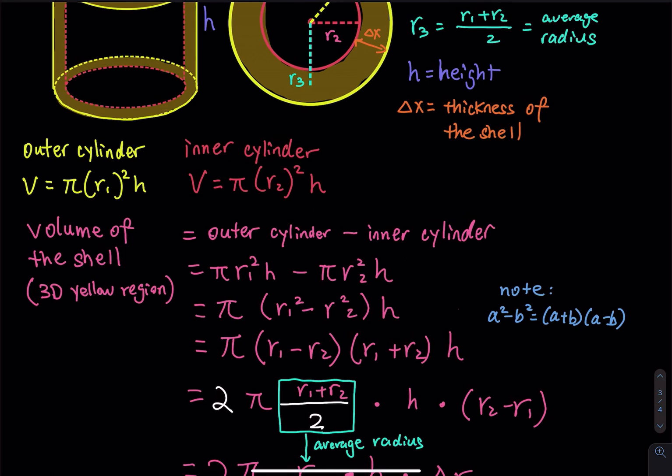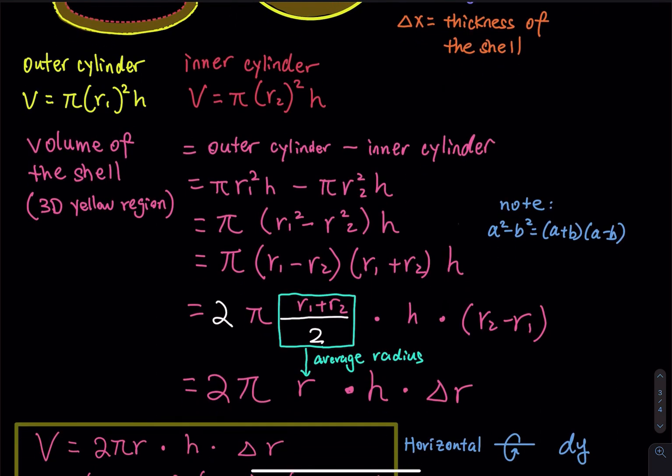So now let's put all the pieces together. So we have 2 pi, r1 plus r2 divided by 2. I just call that r. R stands for average radius. You don't need to call that r3 anymore. Just call that r, that stands for average radius. H is h. R1 minus r2 is the thickness of the shell.